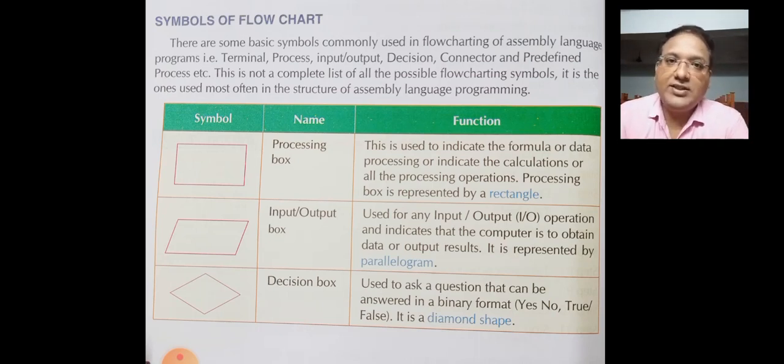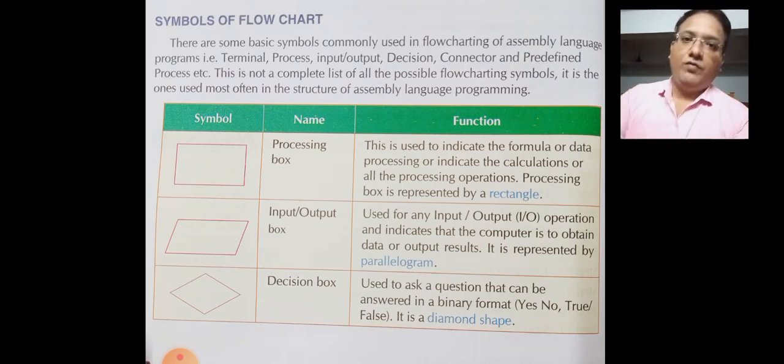Now next, the decision box. Diamond shape. Used to ask a question that can be answered in a binary format, yes or no, true or false. It is a diamond shape. So the decision box is used for a condition, either it is true or false.